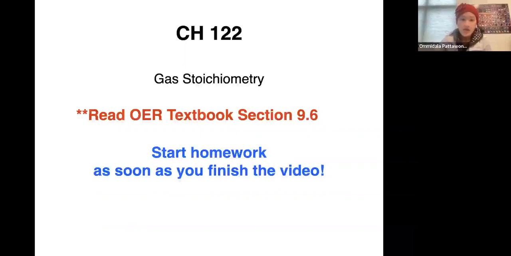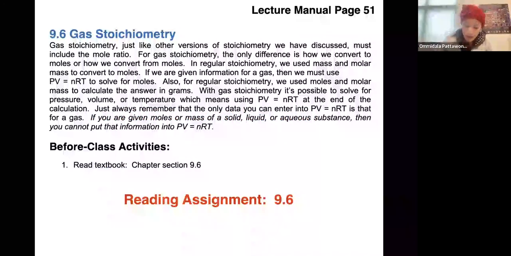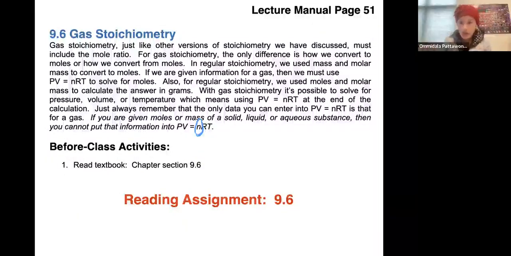In this video, we are going to take a look at gas stoichiometry. Please read the OER textbook chapter section 9.6 for more detail and start your homework as soon as you finish watching the video. In this chapter section, we are going to utilize the mole that is part of PV = nRT to use as a mole-to-mole ratio to allow us to do some conversions.